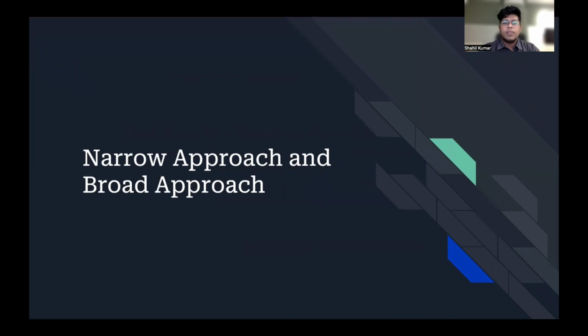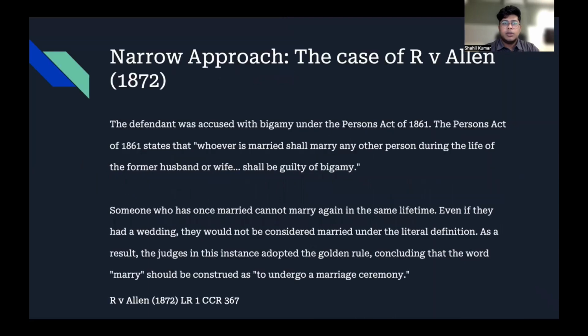Now, the golden rule can be applied in two ways. There are two approaches to this problem, a narrow approach and a broad approach, when wording in a statute can be interpreted in various ways. The narrow approach is used when judges use this limited approach. They are able to interpret statute text in the most straightforward and understandable way.